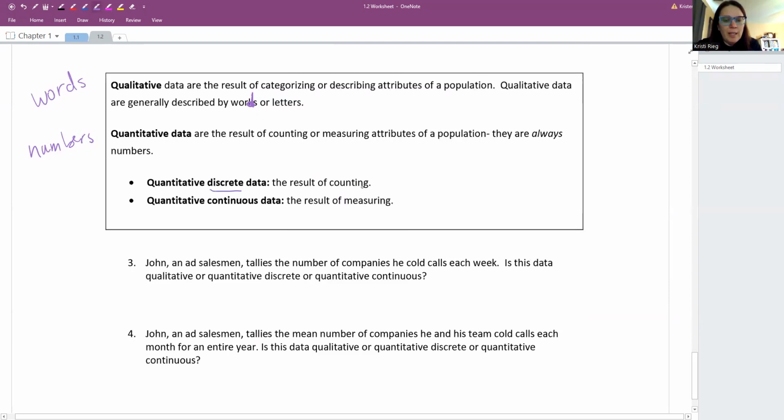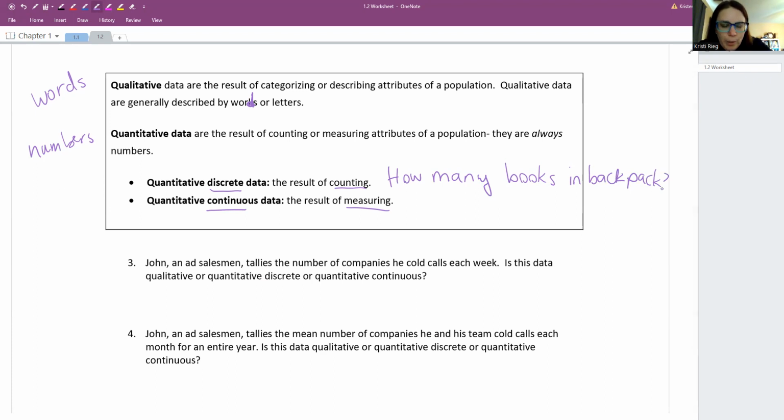Discrete means counting. Continuous means measuring. So think about your backpack or your book bag or whatever you're carrying all your stuff in. If I said, how many books in your backpack? That is an answer that you would answer by counting. You're going to give a whole number. I have 5 books in my backpack. I have 0 books in my backpack. I have 4 books. You're going to count. You're going to give a number. That's discrete.